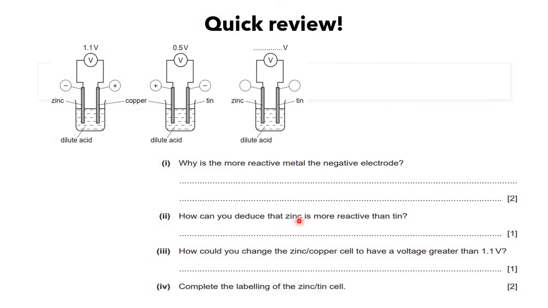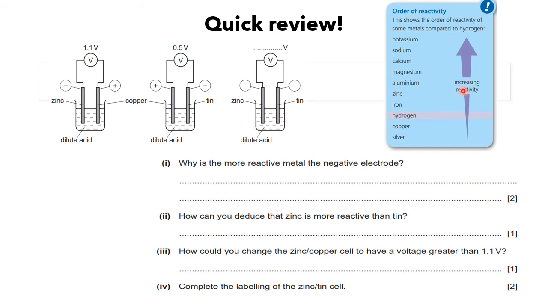Soalan yang terakhir. Okay, we have 3 set of chemical cell. Okay, using different pair of metals. Okay, but the same electrolyte, which is dilute acid. Okay, chemical cell yang pertama dia gunakan zinc dan copper. Chemical cell yang kedua dia guna zinc and tin. Chemical cell yang ketiga dia gunakan copper and tin.